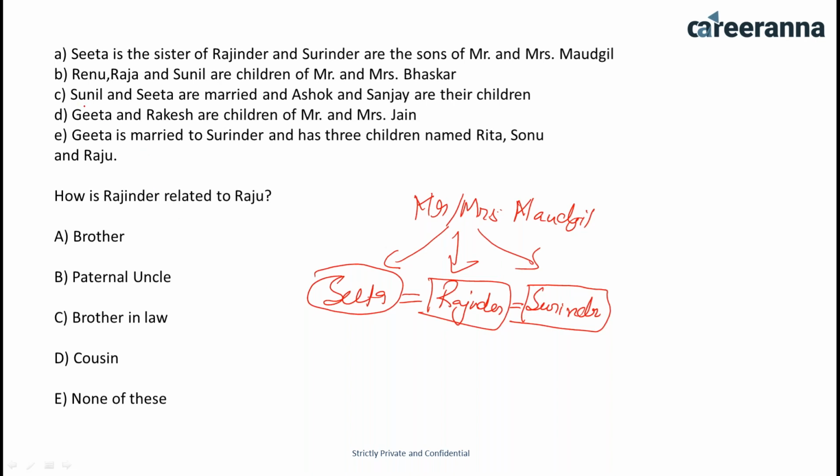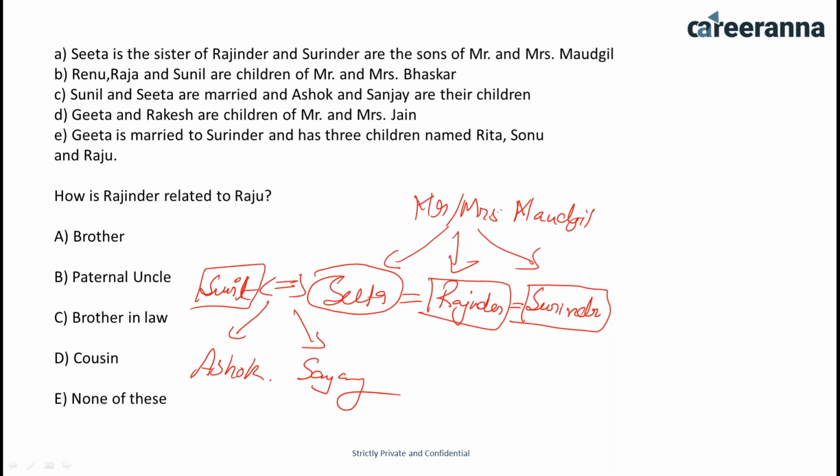So if you see, Sunil and Sita are married, and Ashok and Sanjay are their children. You already know that Sita is here, and Sunil and Sita are married, so you can determine that Sunil is going to be a male. Their children are going to be Ashok and Sanjay. They are not saying whether Ashok and Sanjay are male or female, so we'll leave it here.